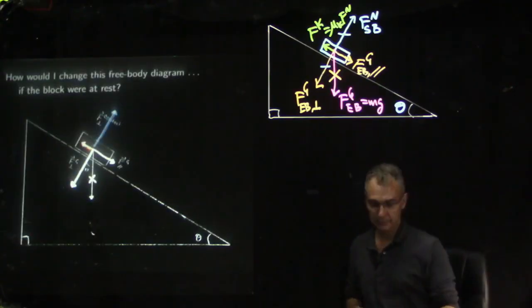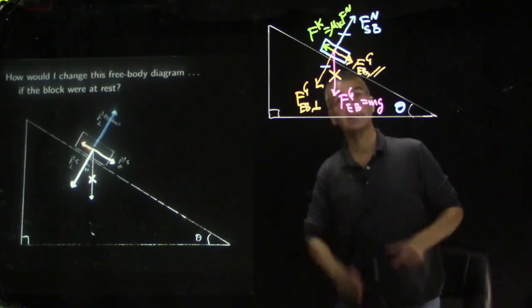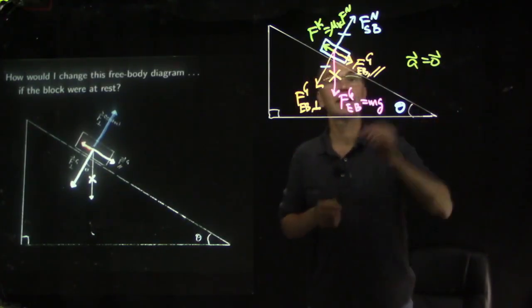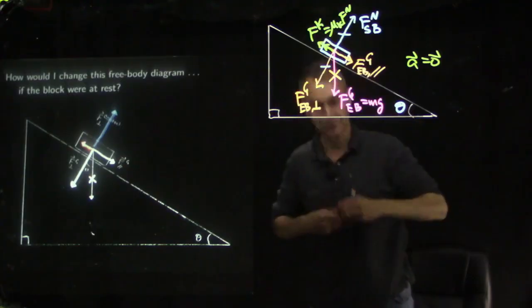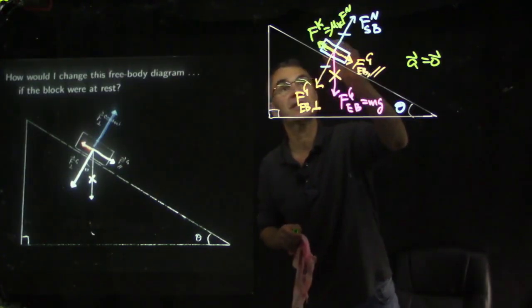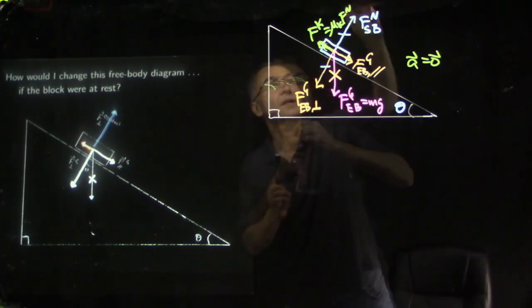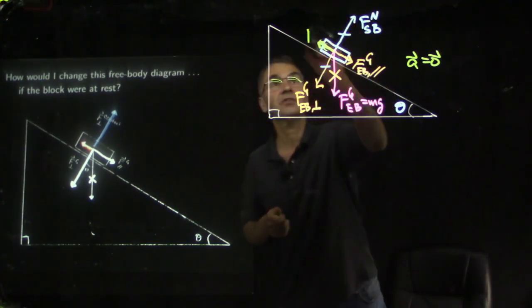How would I change this free body diagram if the block were at rest? Well, if the block were at rest, then its acceleration would be 0. That would mean that the friction arrow would have to be exactly long enough to offset the downhill component of gravity. And also, if it were at rest, then this friction would not be kinetic friction, it would be static friction. And if it is static friction, we don't know how big it is until we know how big it has to be. So this is F static.